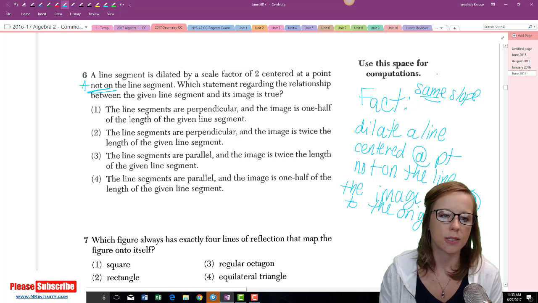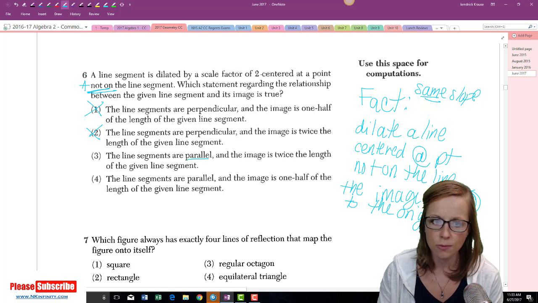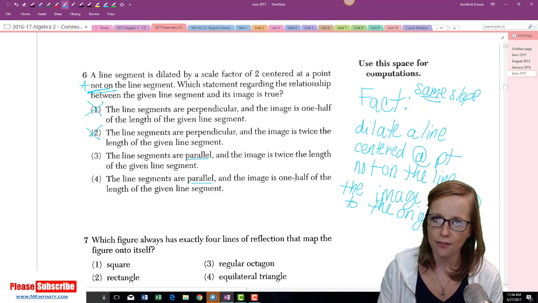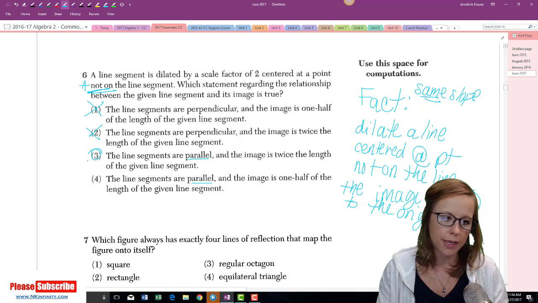So let's read the options. The line segments are perpendicular. That's not it. The line segments are perpendicular. That's not it. The line segments are parallel, okay? And the image is twice the length of the given line segment. Let's see. Scale factor of 2, so times 2, okay? Or the line segments are parallel and the image is half. Well, we multiplied by 2, so it's double the size. So choice 3.